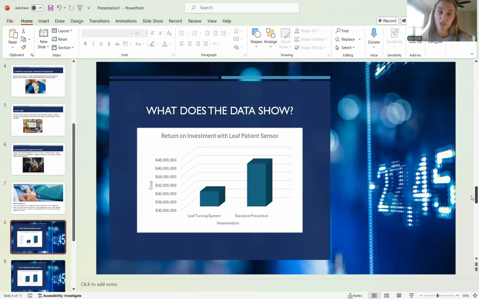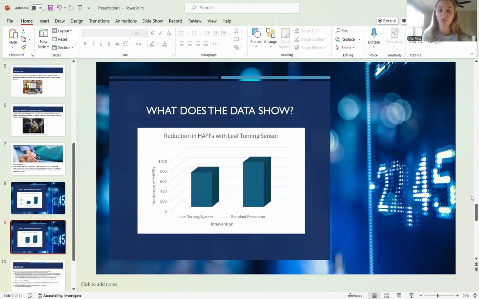So, some data I collected showed that the return on investment with the leaf patient sensor was very significant. With just the leaf turning system, there was a cost of about $40,000. So this is a cost that you're taking in. How many HAPIs were there? What are we paying for the instances of these HAPIs? And what are we paying to implement the system? And there was a net difference that showed about $40,000. So even with the investment in the technology, we were still saving money because we were paying less for the actual HAPIs. With just standard prevention protocols, we were paying a lot more because there were more HAPI incidences, and this is a huge financial burden.